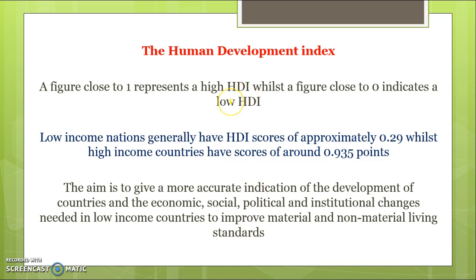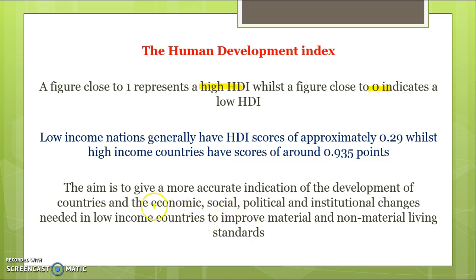Basically, with the Human Development Index, using those three different dimensions, countries receive a figure between 0 and 1. A high HDI is signified by a number close to 1, whereas a low one is generally close to 0. Most low-income countries have Human Development Index scores of around 0.3 or 0.29, while a lot of high-income countries have an index of above 0.9 points.